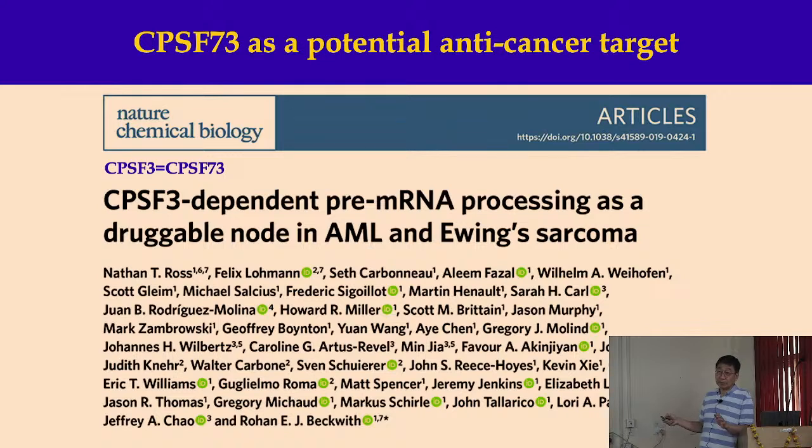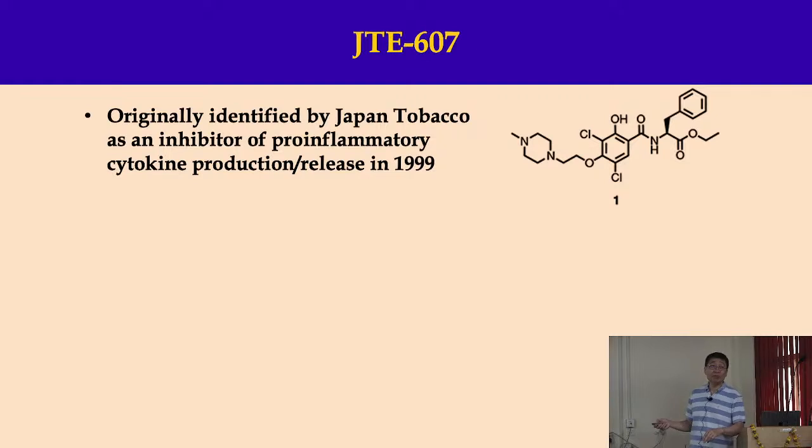Completely unexpected. So where did that story come from? It came from even before that, from 1999. It came from this compound called JTE-607. That was discovered by Japan Tobacco, JT, in 1999 as an anti-inflammatory agent. I know because back in the 1990s, I was working on anti-inflammatories myself. Everybody back then was working on anti-inflammatories, which I'll tell you about tomorrow.